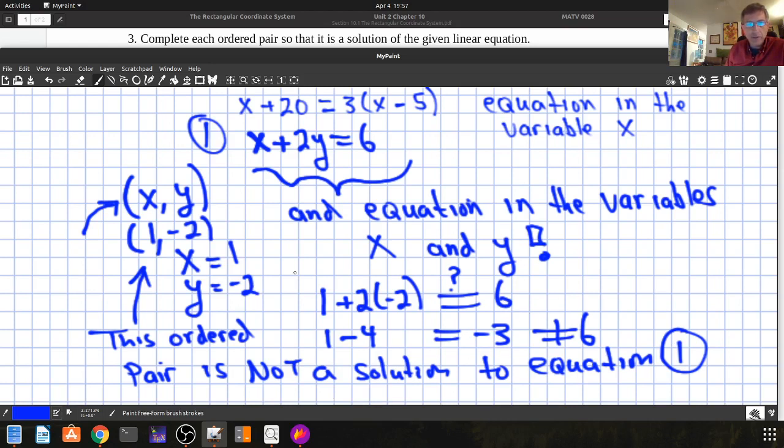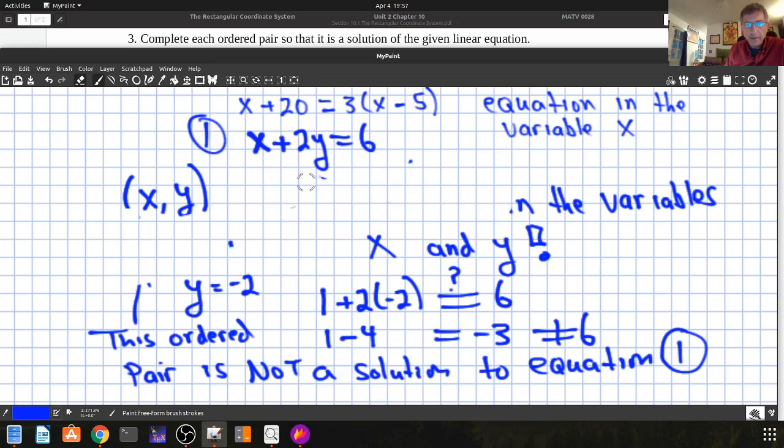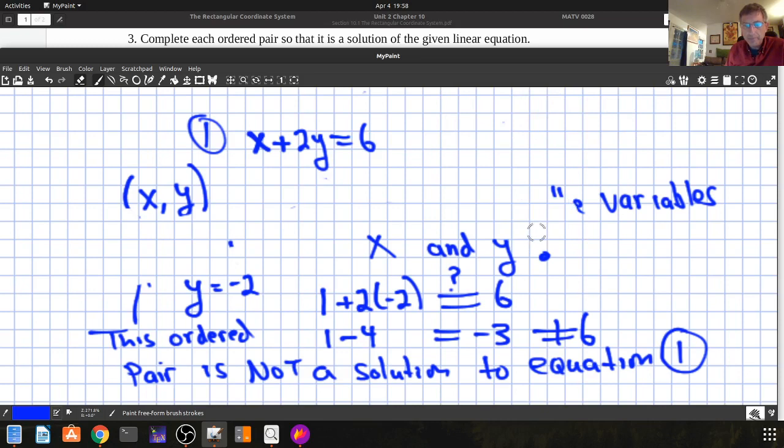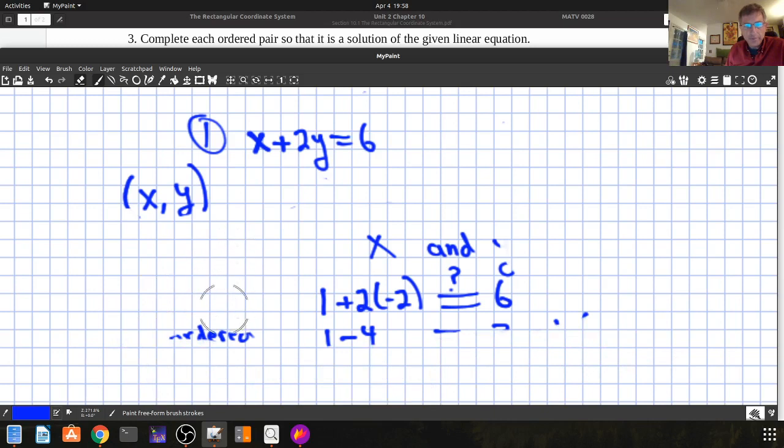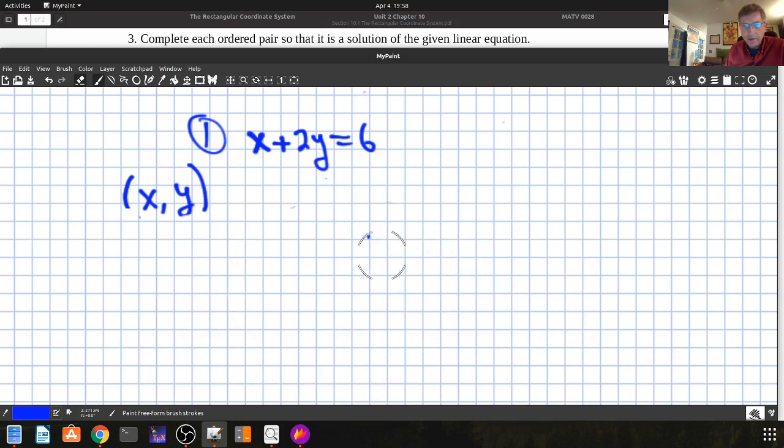For example, let's try again, we'll stay with what I've got here. x plus 2y is equal to 6. Let's try another value of x and y. Don't need that, we can just get rid of it. Somehow this is oddly satisfying. Anyway, go back to my marker.